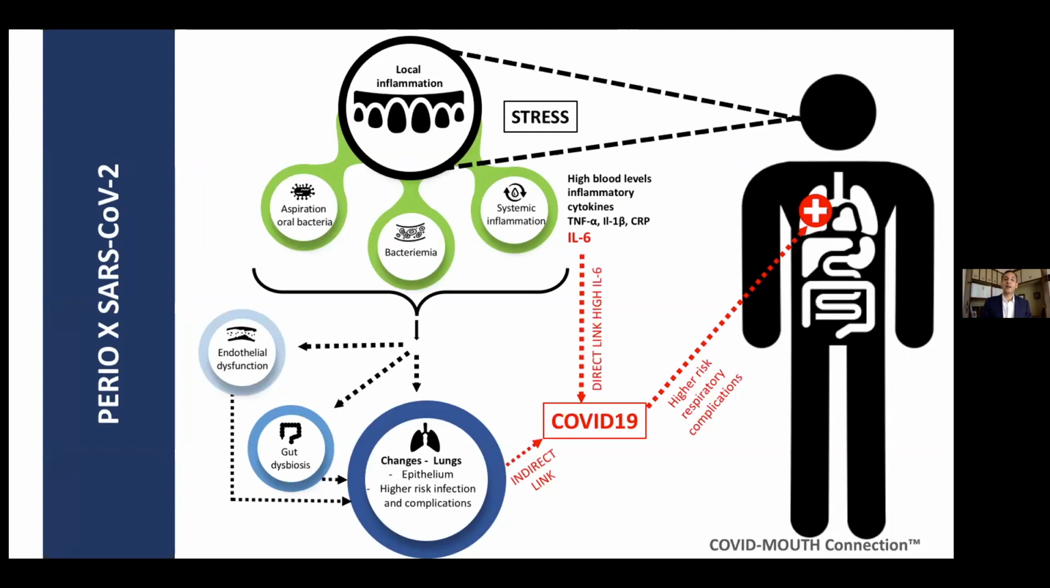You can talk about endothelial dysfunction that we just talked about with the blood vessels. We can talk about swallowing with the gut imbalance and gut dysbiosis, changing the effect on the lungs. And all of that combined together will cause a huge difference in people's lungs at this time.